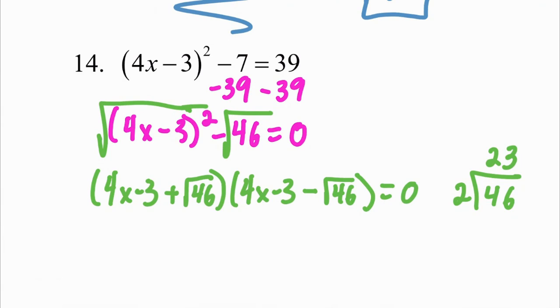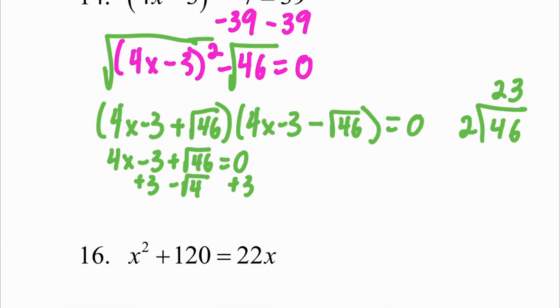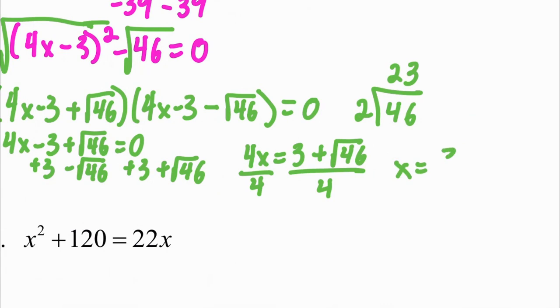Now, one thing we should note is the only difference between these two is the plus and the minus here. So if we can solve one of them, then we just need to include plus or minus. So I'm going to set 4x minus 3 plus the square root of 46 equal to 0. I'm going to have to move that 3 and that 46 to the other side. So I'm going to get that 4x is equal to 3 plus the square root of 46. And then to solve for x, I divide by 4. So I'm going to get that x equals 3 plus the square root of 46 over 4.